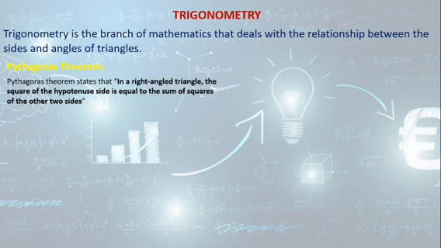And notice it says in a right angle triangle. It means that Pythagoras theorem only works in a right angle triangle, just like your SOHCAHTOA. It only works in a right angle. Okay, but if you have a right angle triangle, then the square of the hypotenuse side is equal to the sum of the squares of the other two sides. So hypotenuse squared will be equal to your perpendicular line, which you could call the opposite side, squared, plus the base, which you could also call the adjacent side, squared.